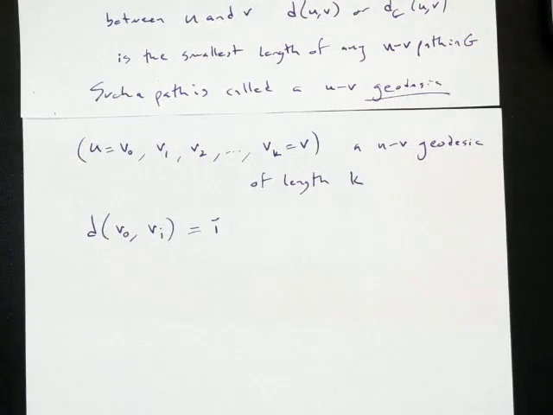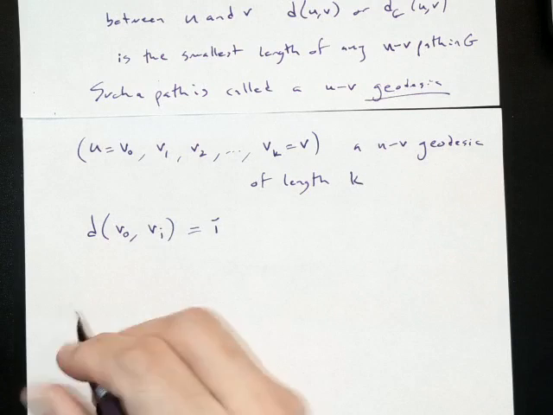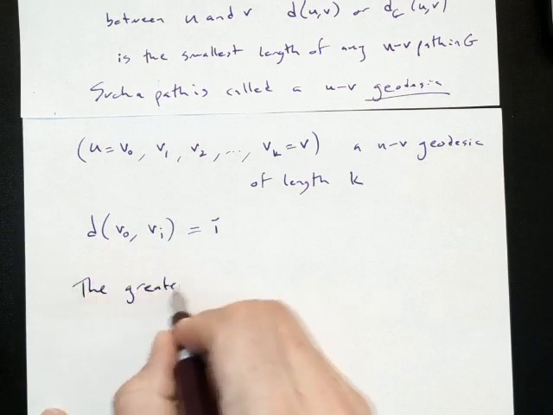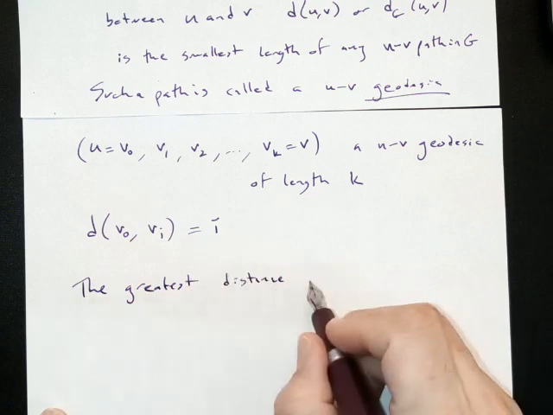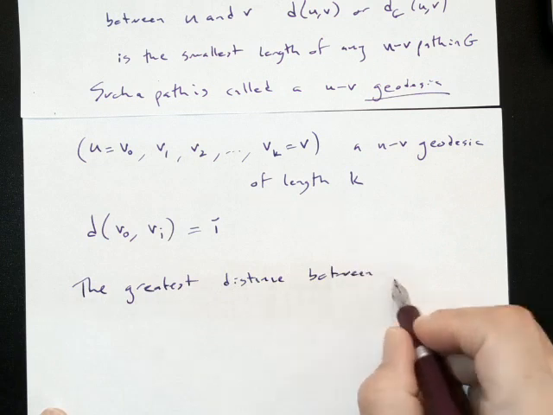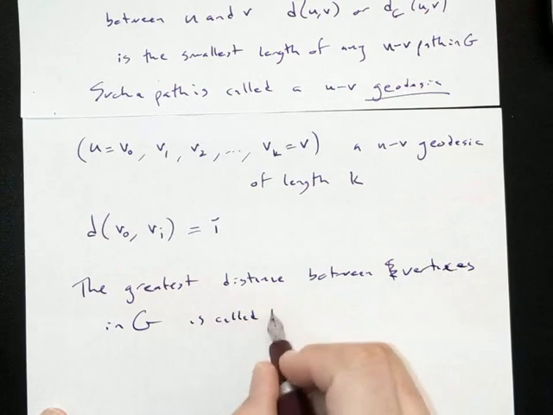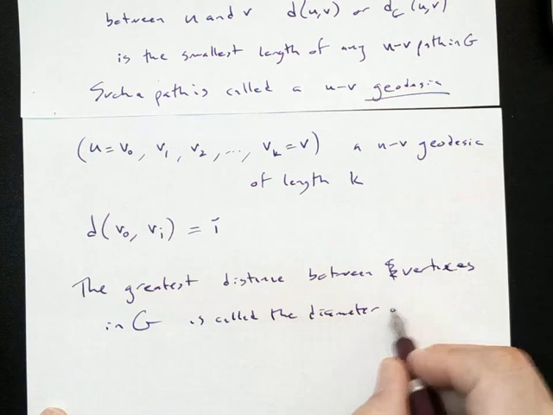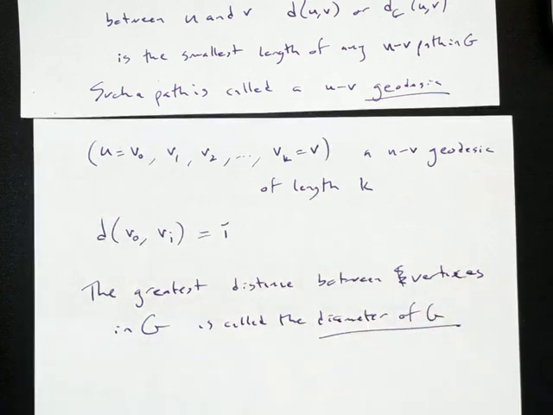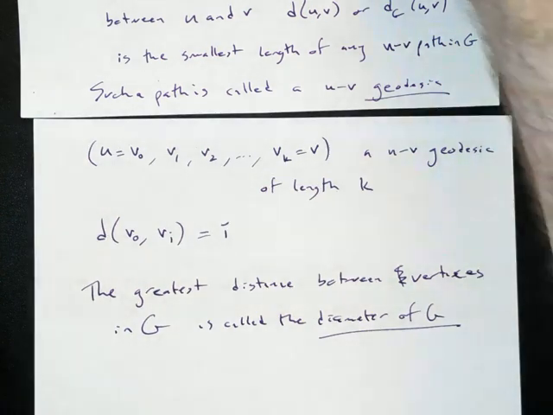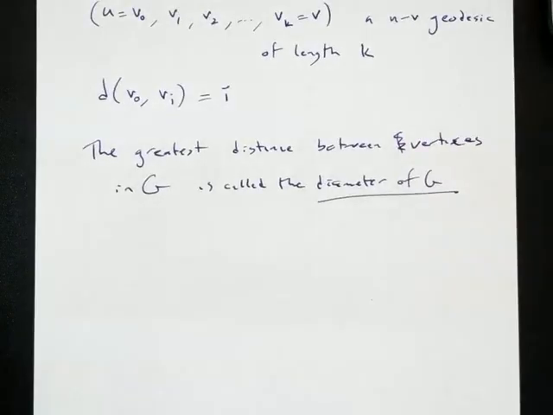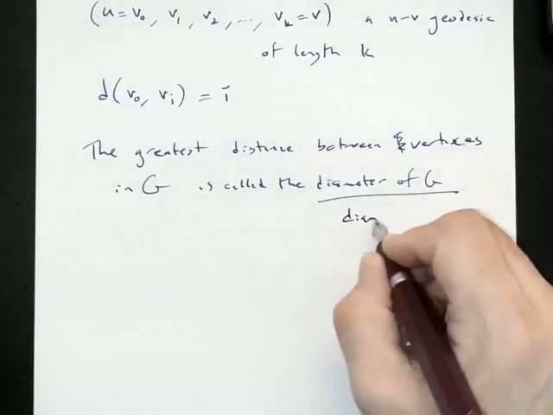The largest such distance is called the diameter of the graph. Now, interestingly enough, that is not the same as the longest walk or the longest path. Because remember, I can go walking back and forth between vertices over and over and over again. The greatest possible distance is the diameter of the graph, and we will call that DIAM of G.